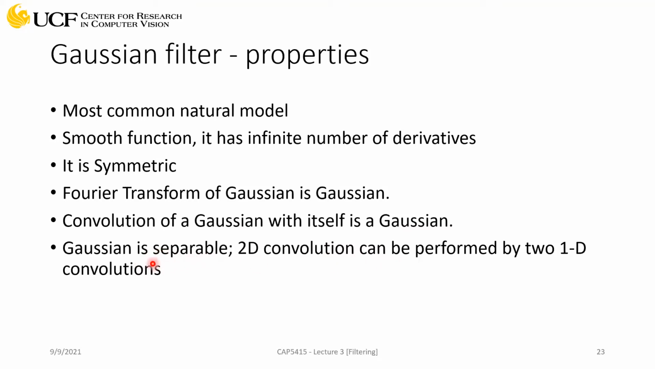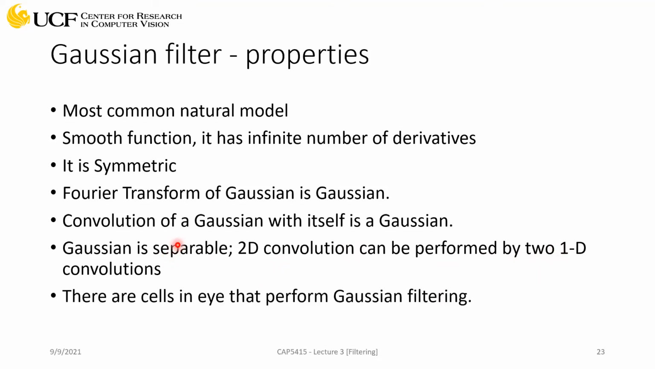Another interesting property is separability. We're going to talk about that later as well. If you have a 2D convolution, we can separate that into two 1D convolutions. So it's separable. And this is a very interesting fact: in the eye, we have some cells which actually perform this Gaussian filtering.